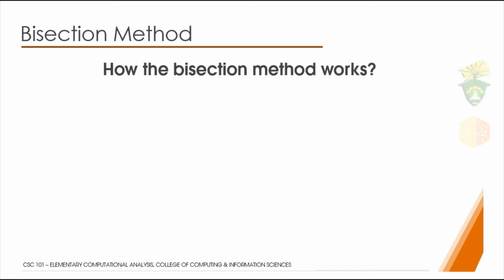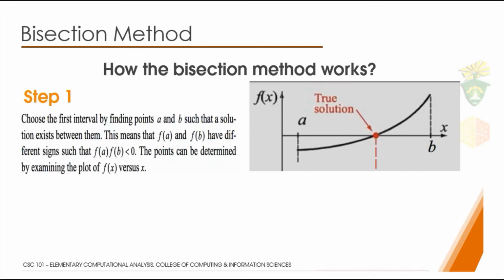Okay, so how does the bisection method work? And how does it find the root, or an equation's true solution? We have the following steps. First, the initial interval a and b must be identified so that it bounds the true solution. So you should identify an interval from a to b, and within this interval you must make sure that the true solution exists.